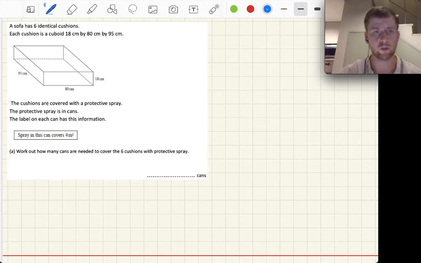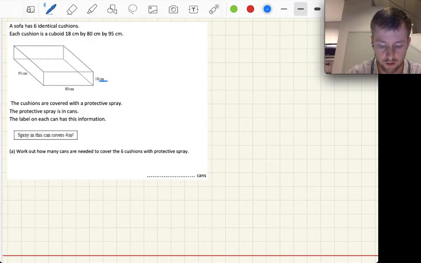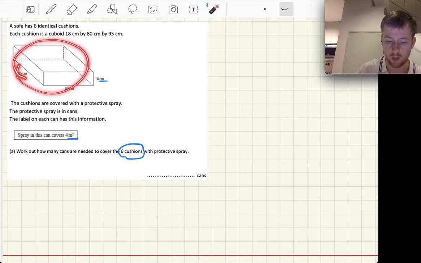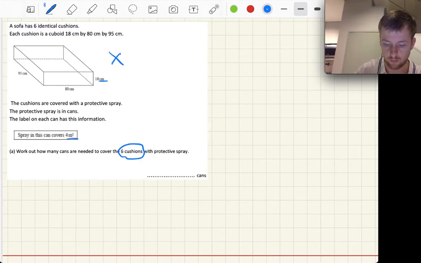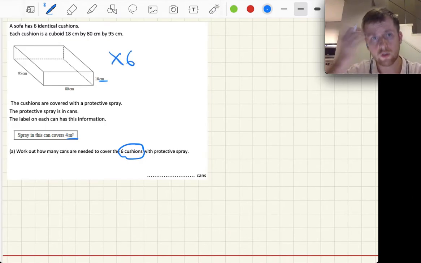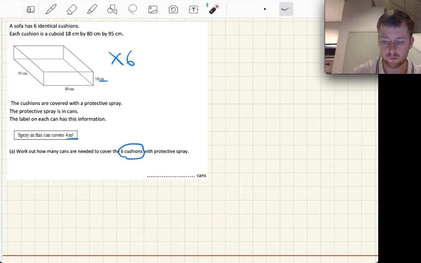Quite an interesting question because, first of all, as you can see we have different units. Here we use centimeters and here we use meters. So we will have to convert at some stage. Another interesting part is that we have to find how many cans are needed to cover 6 cushions. So not one cushion, but 6 of these basically. So whatever we get here times 6, right? Because we need to cover it all with protective spray, we have to work out the surface area of this thing.